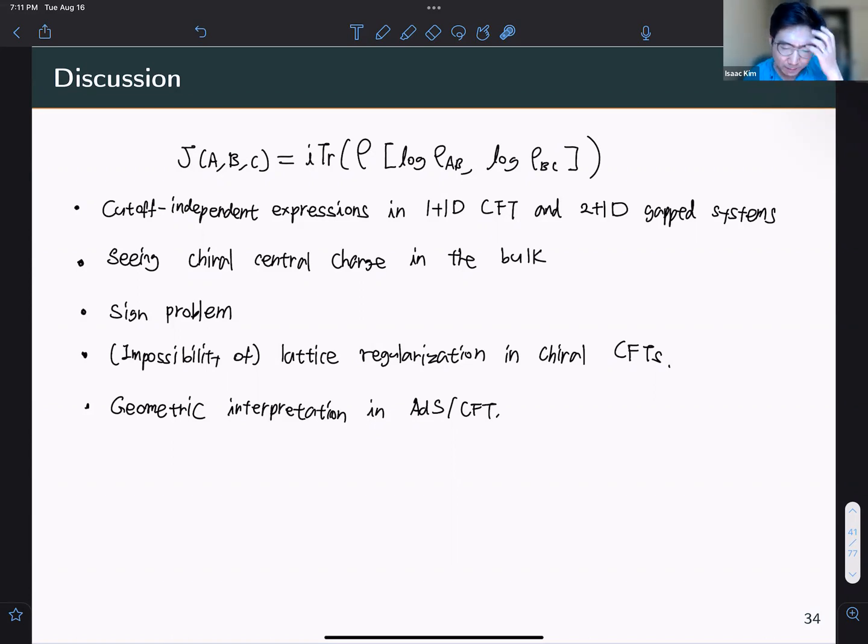There are a couple of questions that I'm always curious about. Mainly, I don't know any situation in which this JABC is non-universal. In all the calculations that we did, we always got a universal result. So I don't know if this is a general thing or we just got lucky. I'll be curious to know if it will be possible to calculate these things in other interesting theories as well. Okay, thank you for listening, and sorry for running out of time.